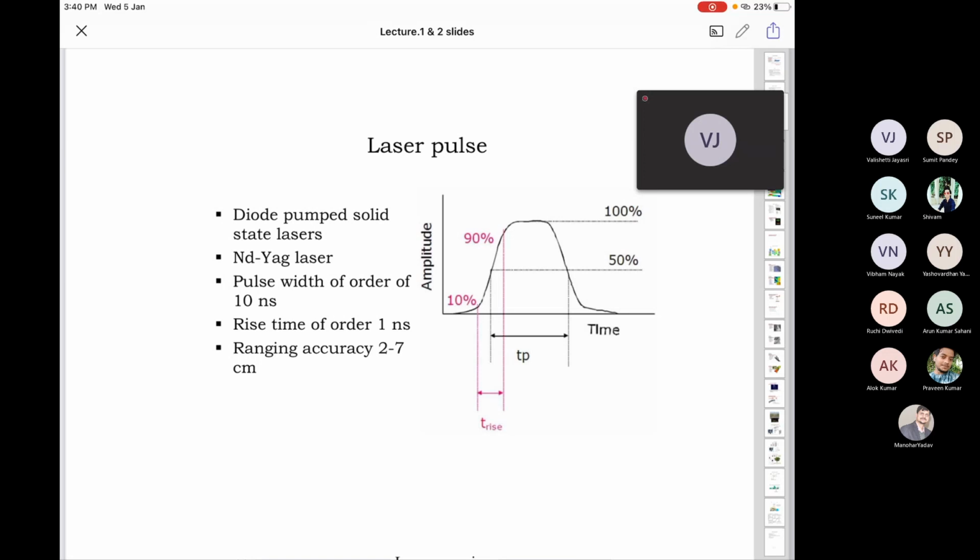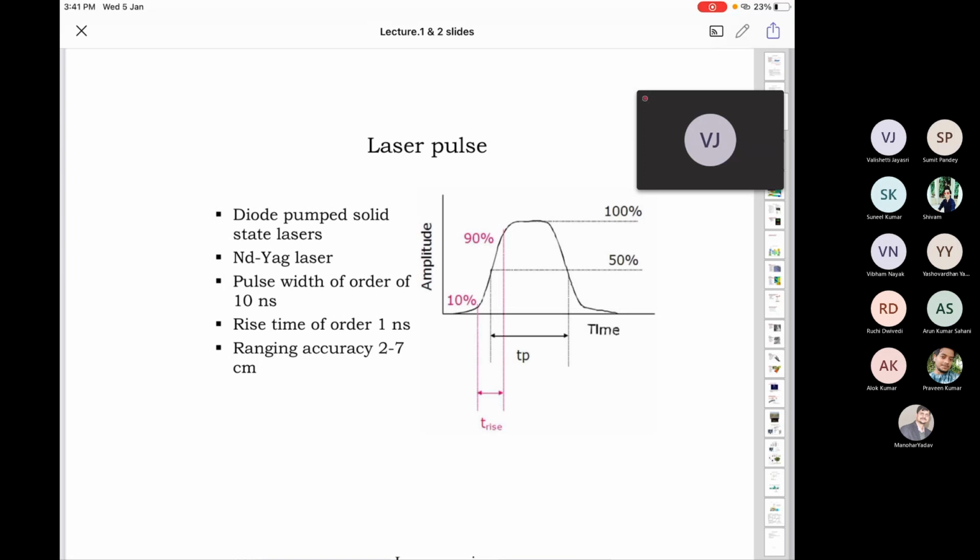So the definition of a laser pulse. Defining the laser pulse, the pulse width is one of the important parameters. In case of LiDAR, the pulse width which we consider should be around 10 nanosecond. It is a general specification. Nowadays we have advanced LiDAR systems where we operate the instrument at a different pulse width. But in general, it is selected as 10 nanosecond.